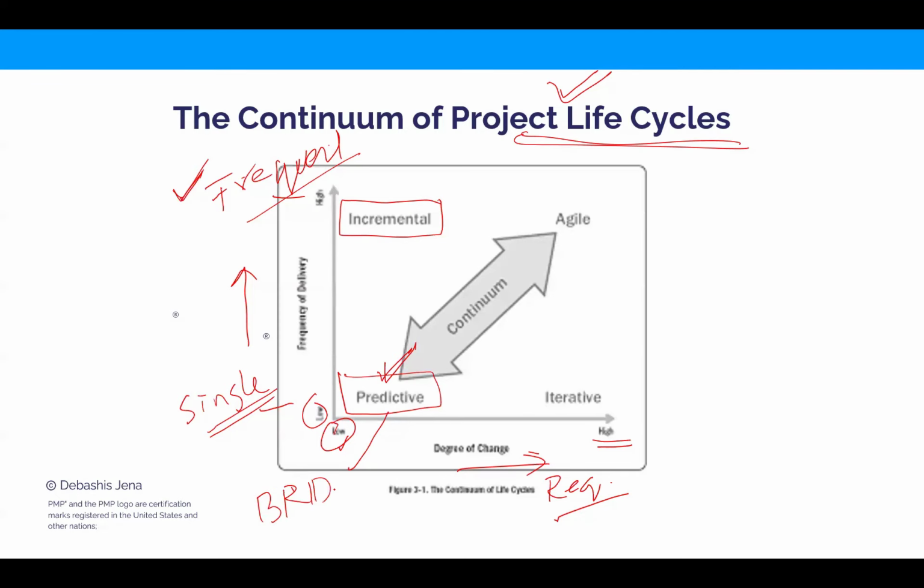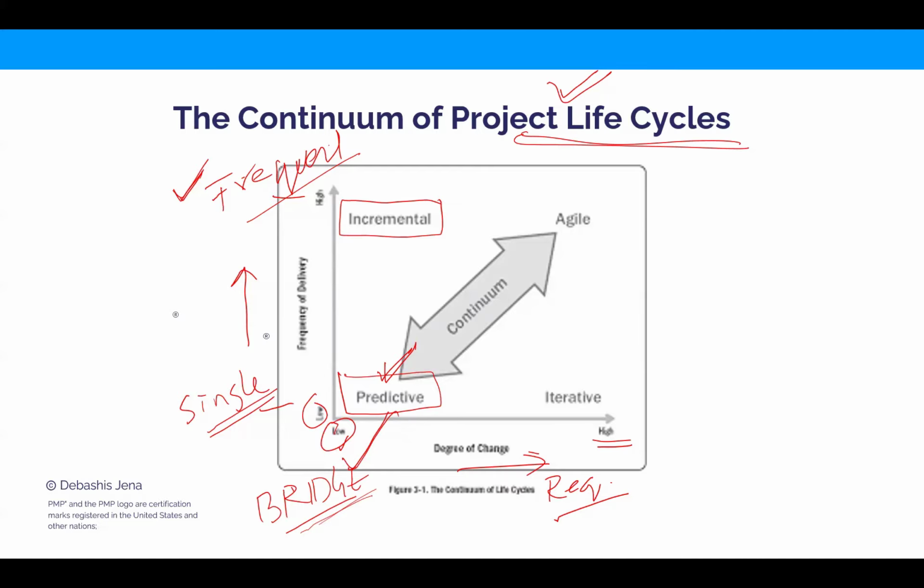We want to build the bridge, and we know 100% detailed requirement upfront. We're not expecting any change to happen to that. And do we want frequent deliveries? No, I can't release my bridge half built. We will only release after the bridge is fully built. So predictive is a good idea.